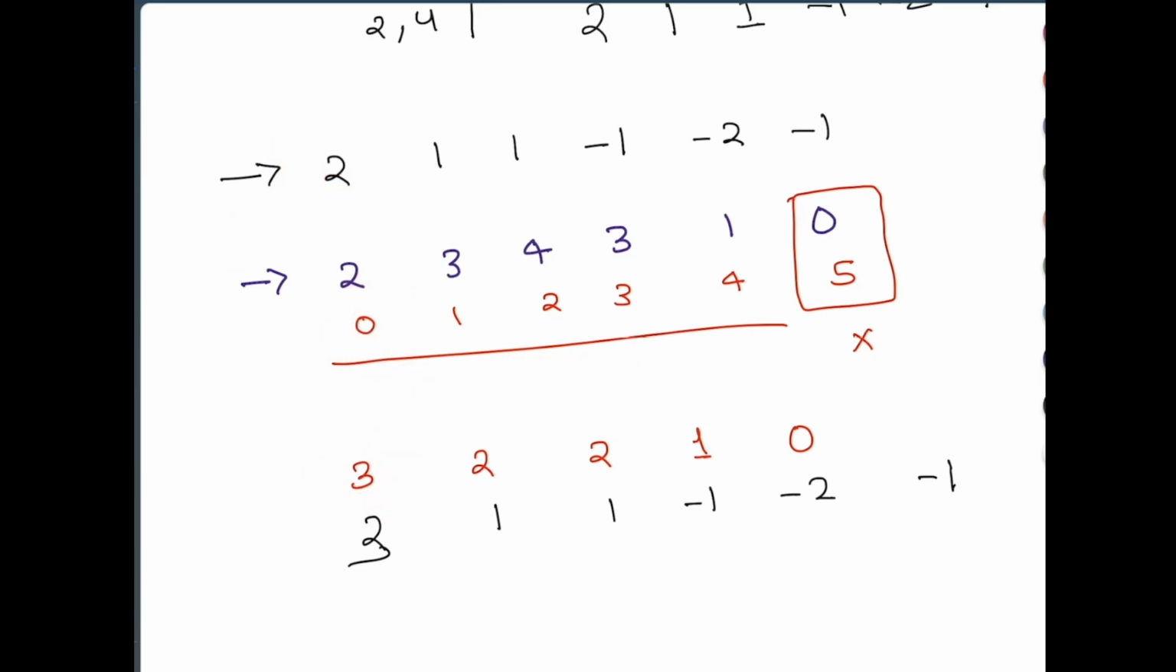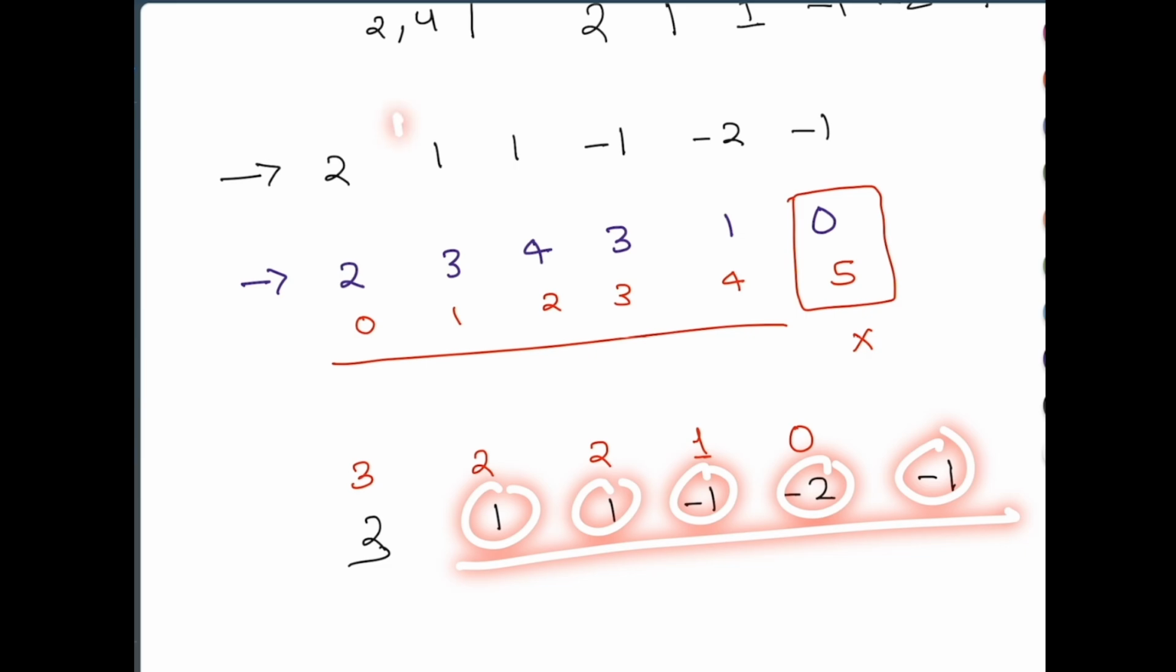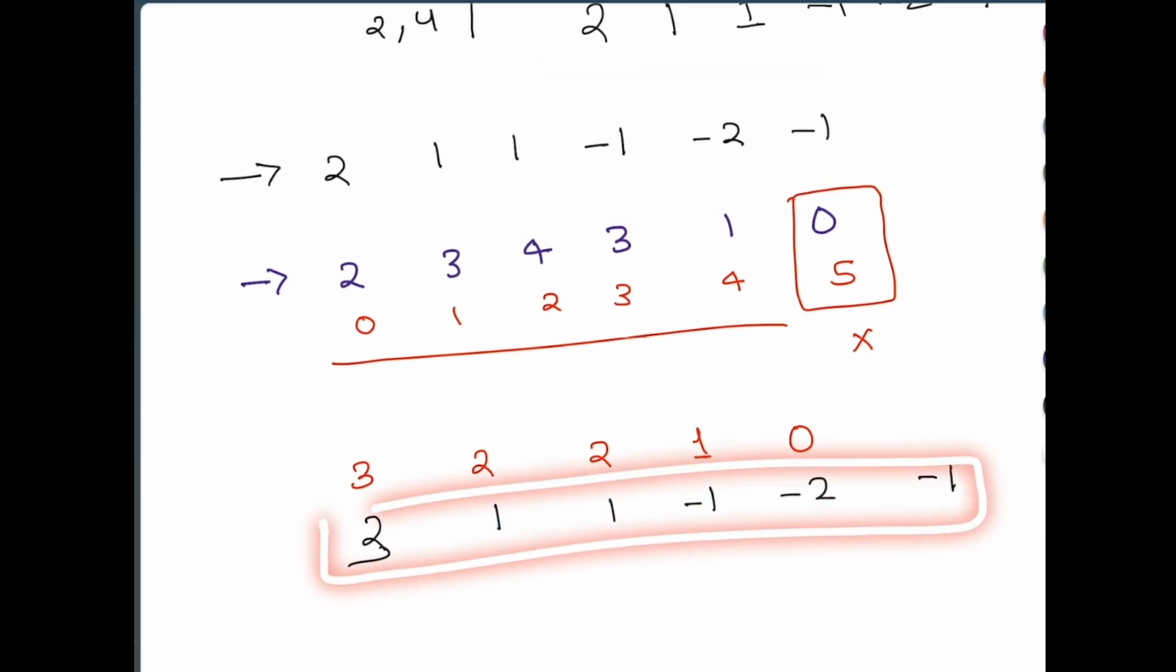But just to explain how this will be true, let us say that this is the power at index number 0. The power is 3. Rest of them are the same. 1, 1, minus 1, minus 2, and minus 1. That's the same. Now how can you check, are these powers sufficient for this input?